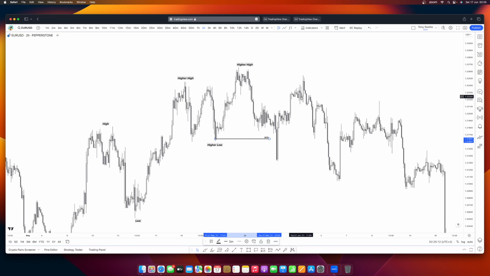Exactly. But then this is a breaker structure to the downside, and we're looking at price taking out this liquidity and all of that. So we have this breaker structure to the downside. And what can you see? This has given us a new lower low.